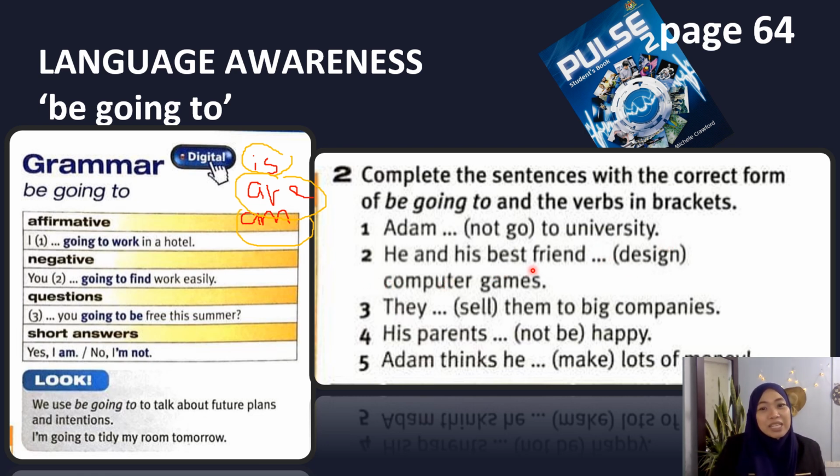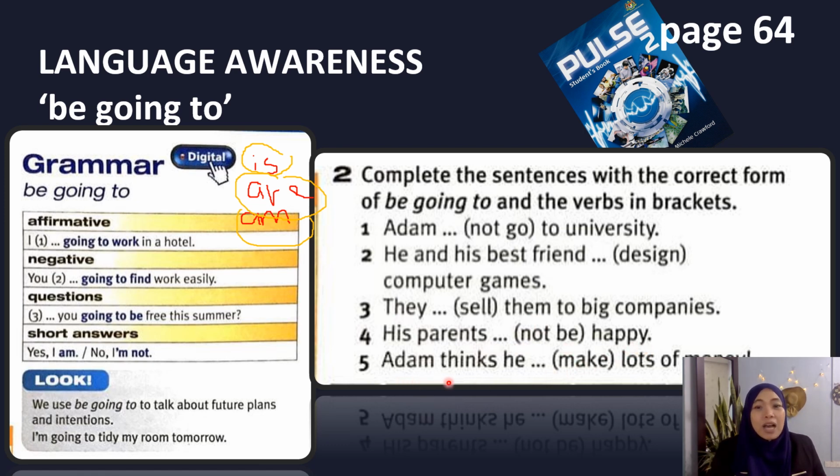Okay, number 2, he and his best friend. So that is plural. So what do you use? Is or are or am? Are going to, yes, design computer games. So he and his best friend are going to design computer games. Exactly. Number 3, they, plural or singular? Plural, you use are not going to be happy. So his parents, plural, are not going to be happy.